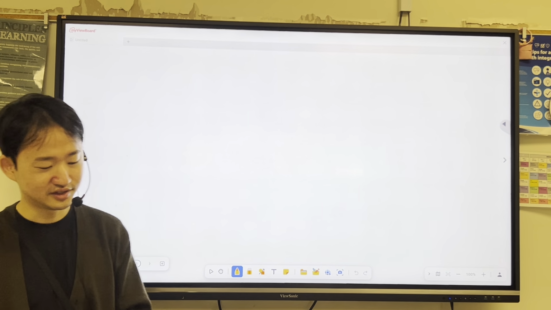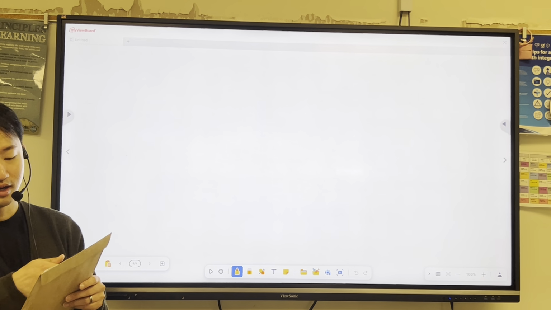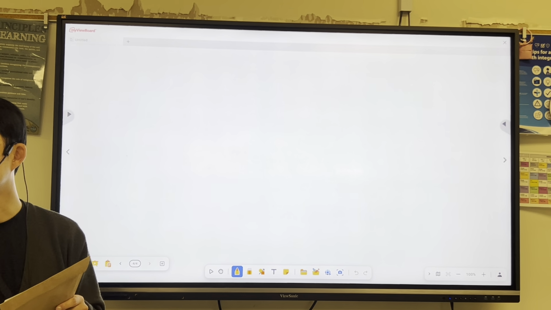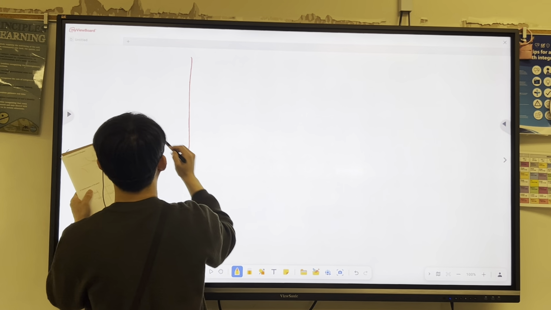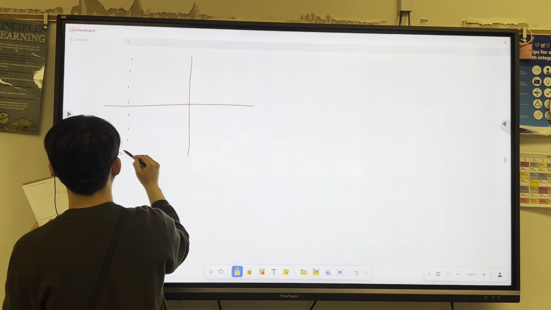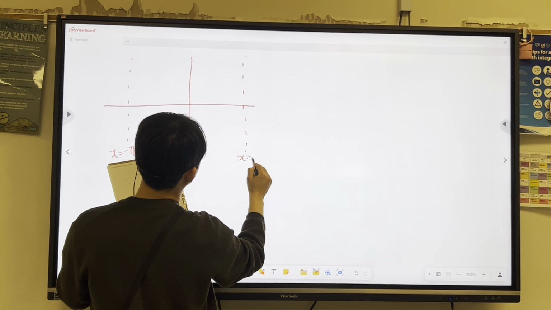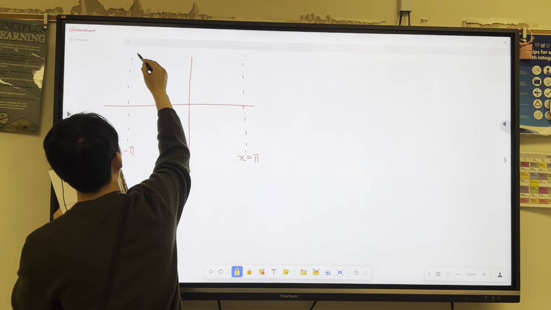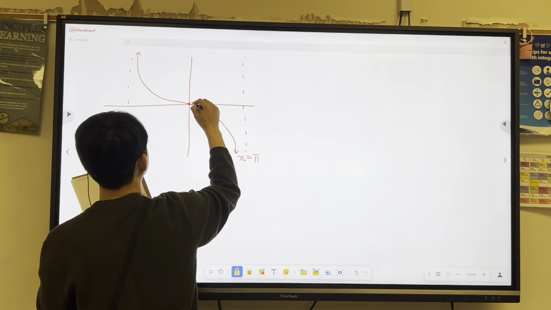Final page, question 7. Sorry for the print, I forgot to put the vertical asymptotes. The actual graph is kind of like this. X equals negative pi. X equals positive pi. And the graph goes like that.